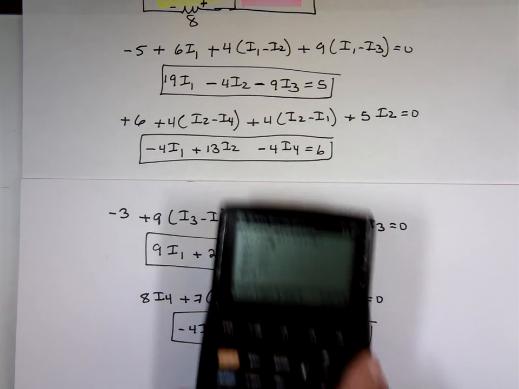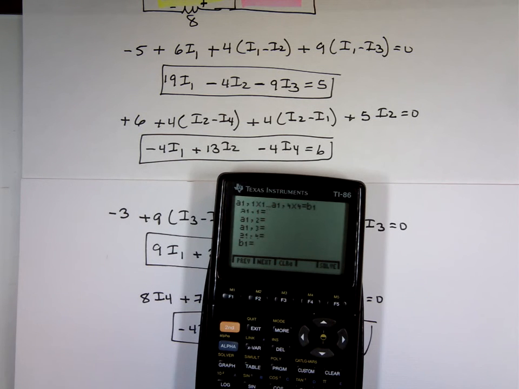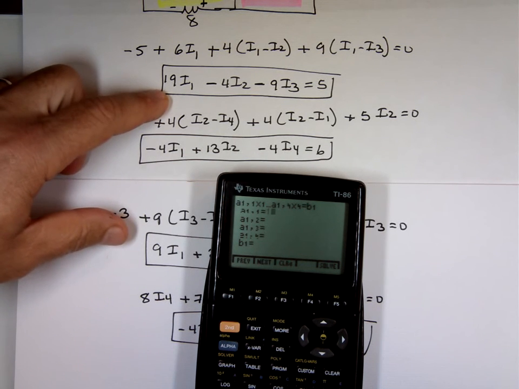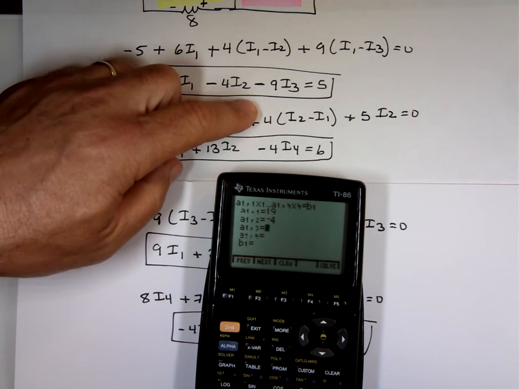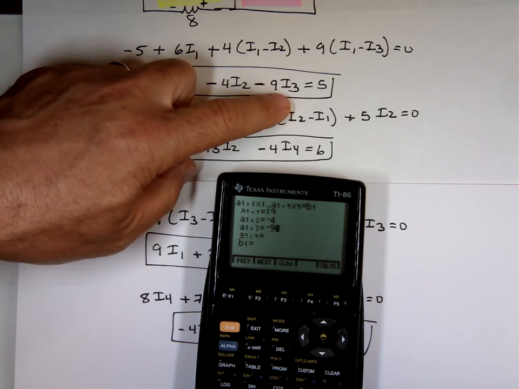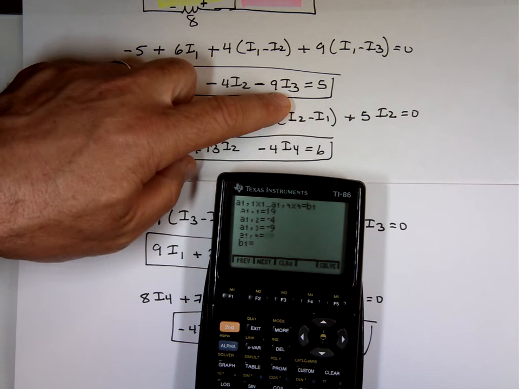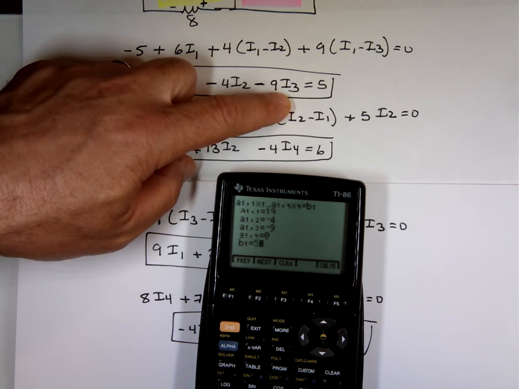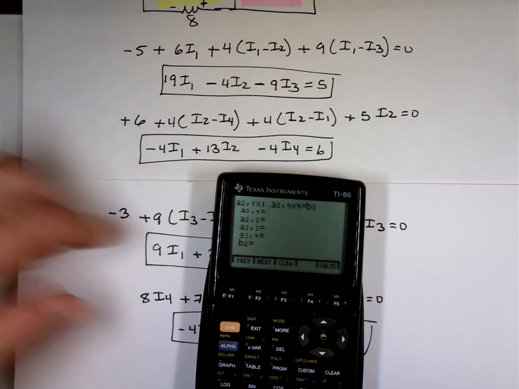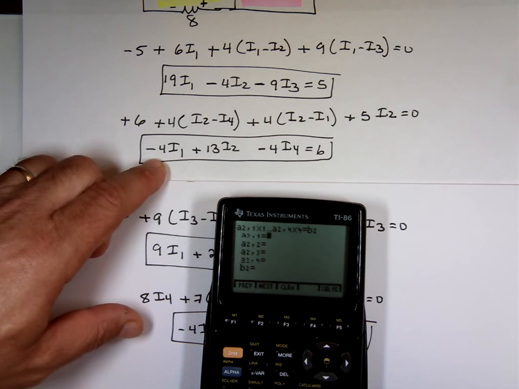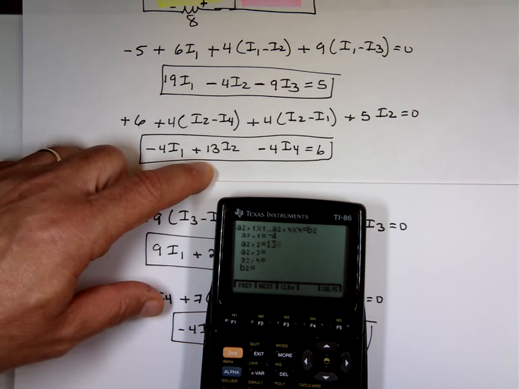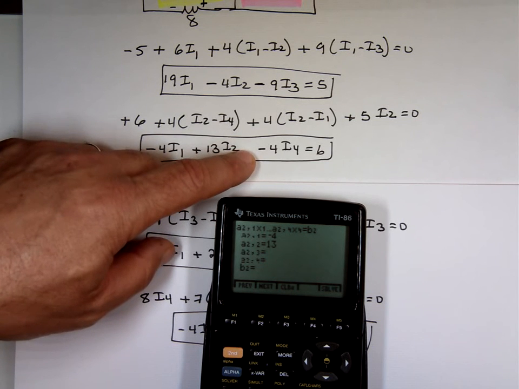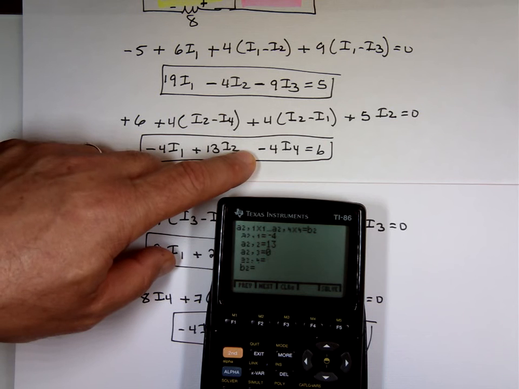I'm going to write the coefficient of each one. 19, negative 4, negative 9. I don't have I sub 4, that's a 0 for I sub 4. And the answer is 5. The next one, I sub 1 is negative 4, I sub 2 is 13, there is no I sub 3, that's 0, I sub 4 is negative 4. And the answer is 6.